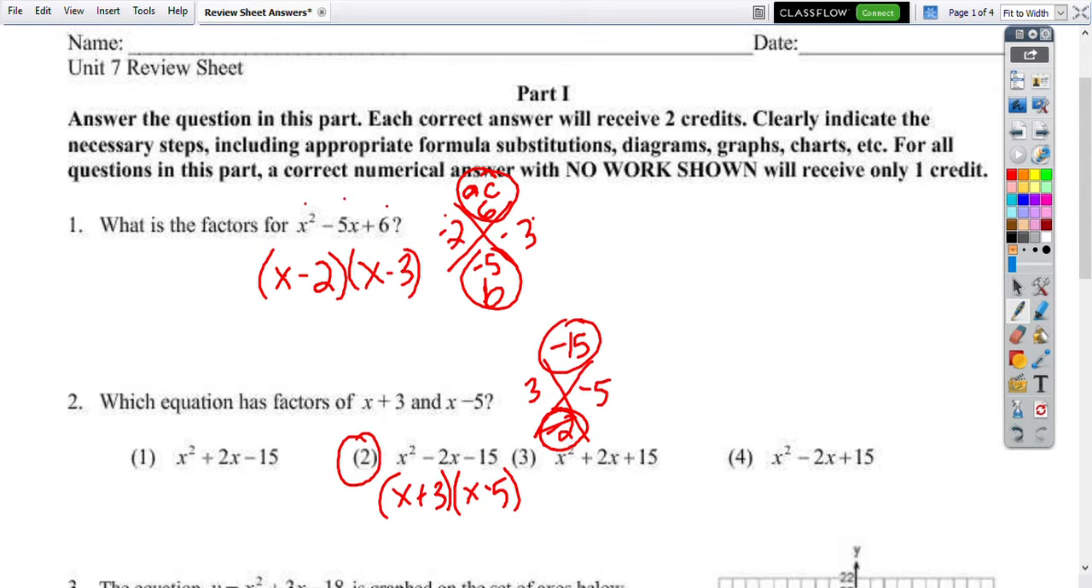Your other option is also to distribute and multiply. So if you did x times x, that would give you x squared, right, minus 5x, and then put the 3 through, that's plus 3x, and then minus 15. And then these 2 terms are going to add to give you the -2.